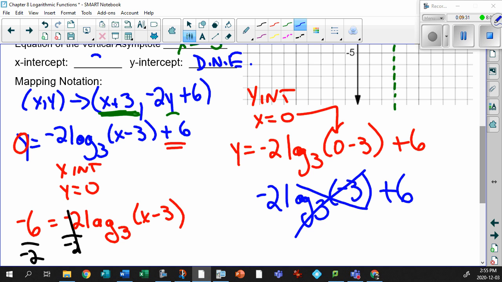Our x-intercept is 30, but guess what? Even graphically, we see that our y-intercept doesn't exist.